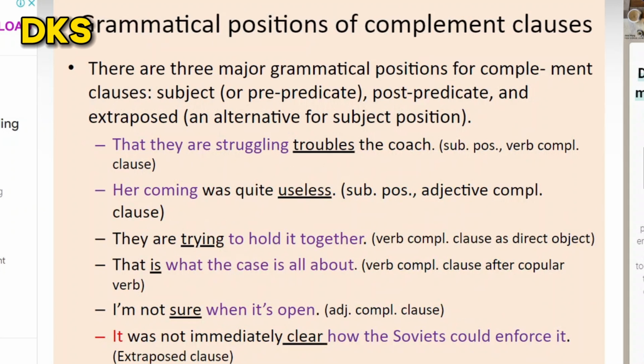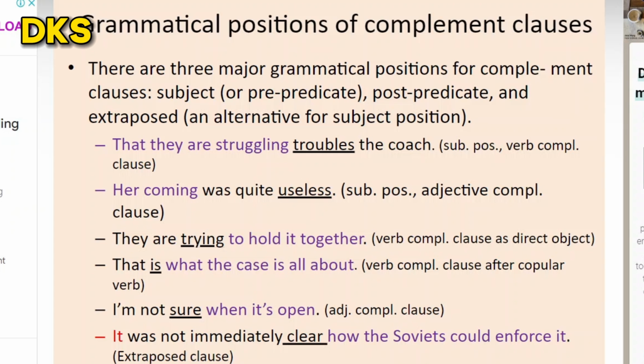So there are 3 major grammatical positions for a complement clause. They can come after the verb, they can come before the verb in the place of a subject, and they can also come extraposed, an alternative for subject position. That they are struggling troubles the coach, that is the subject position. Her coming was quite useless, again subject position. They are trying to hold it together, verb complement, to hold it together.